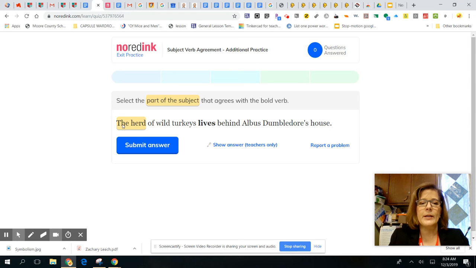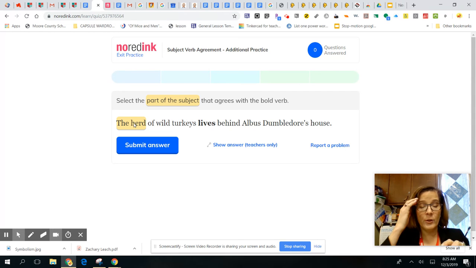Okay, here's another way to think of the same sentence. If you can recognize a prepositional phrase or a modifier, "of wild turkeys" is a part of the sentence that does nothing beyond describe the herd. That means it is non-essential. That means it is not necessary to the sentence. It is not performing the action of the verb. So essentially, you can think of that as being expendable. Drop that out of the sentence, and then you can see clearly the herd lives behind Albus Dumbledore's house.